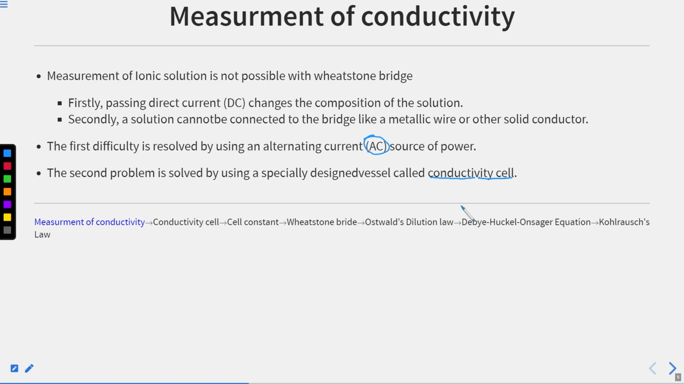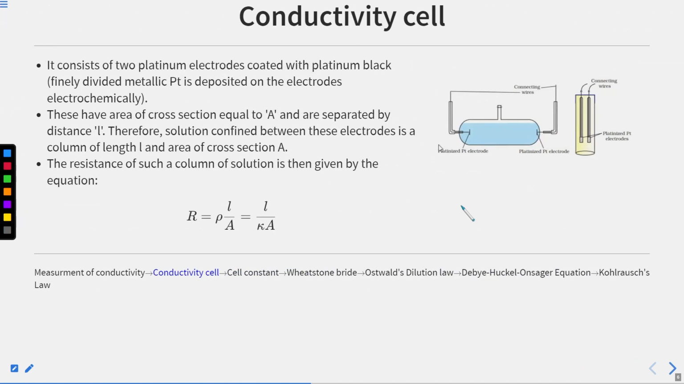So let us first move to this conductivity cell and try to understand what it is. Here you can see a typical picture of a conductivity cell. Many conductivity cells are available in the market, and I have mentioned two of them here. What you see is that we are using a platinum, or platinized Pt, electrode in both of these. And we have our solution here whose conductivity is to be measured. So we have put this solution here.